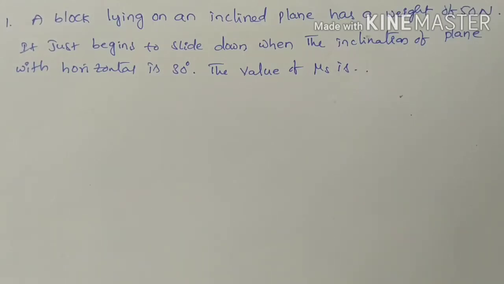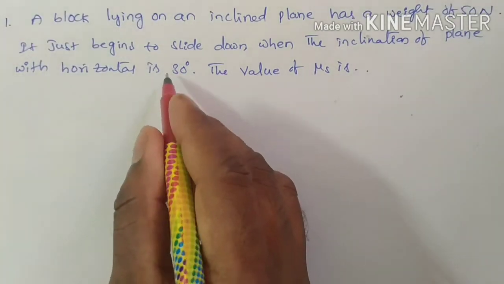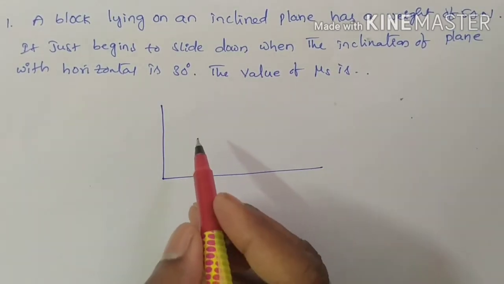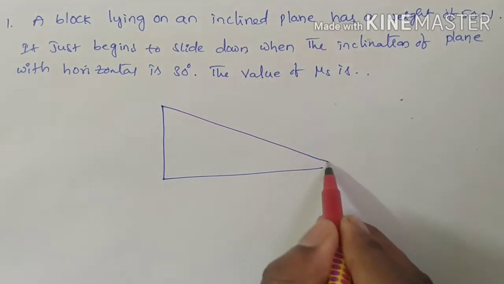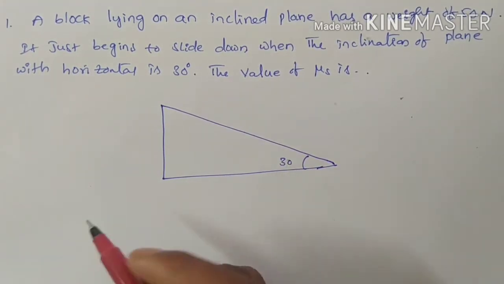Okay, a block lying on an inclined plane has a weight of 50 newtons. It just begins to slide down when the inclination of the plane with the horizontal is 30 degrees. The value of mu s is? According to this data, this is the inclination. This one makes an angle of 30.